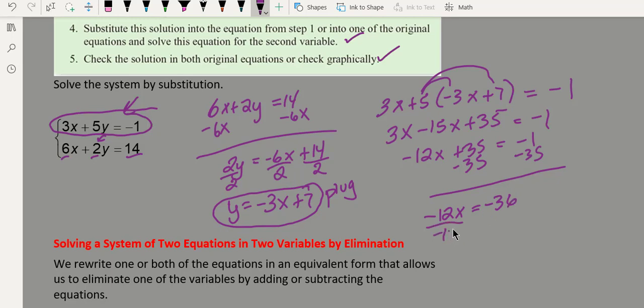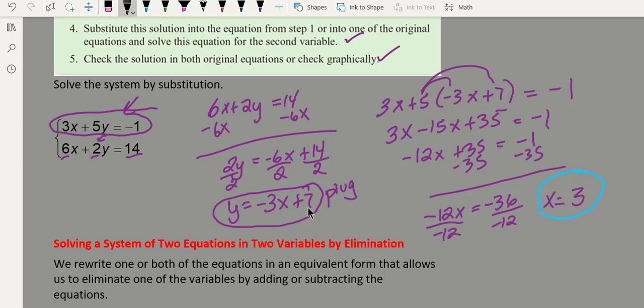Divide both sides by -12, and x would equal 3. Now that we have our first variable, we need to find our other variable, and our other variable in this case would be y. You must plug this into the original, right?